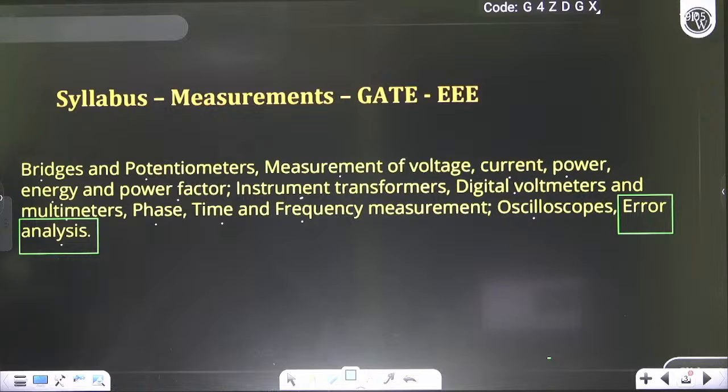So the very first topic I have chosen is error analysis, because the remaining topics we are going to discuss after the measuring instruments. But my intention here is that error analysis has to be discussed first, because the basic error analysis is a common topic. Error is expected either in the measurement of current, measurement of power, or measurement of voltage. Anywhere you can expect this particular topic. So that's the reason I have taken this.